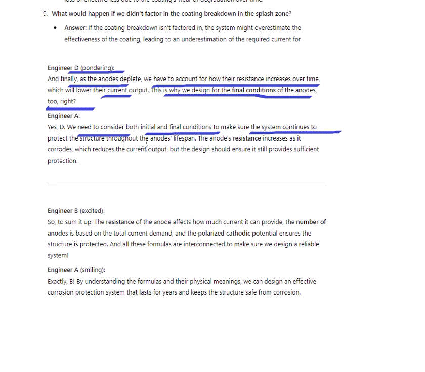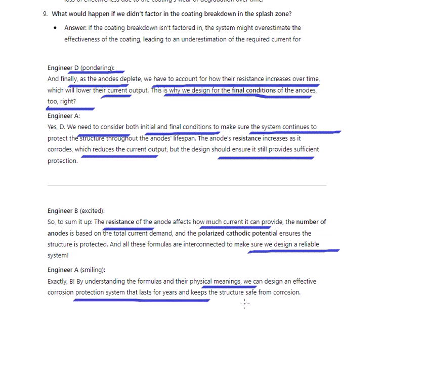The anode's resistance increases as it corrodes, which reduces the current output, but designs ensure it still provides sufficient protection. To sum it up, the resistance of the anode affects how much current it can provide. The number of anodes is based on the total current demand. Polarized cathodic potential ensures the system is protected, and all these formulas are interconnected to make sure the design is a reliable system. By understanding the formulas and their physical meanings, we can design effective corrosion protection systems that last for years and keep the structure safe from corrosion.